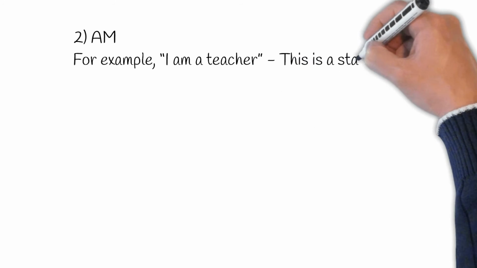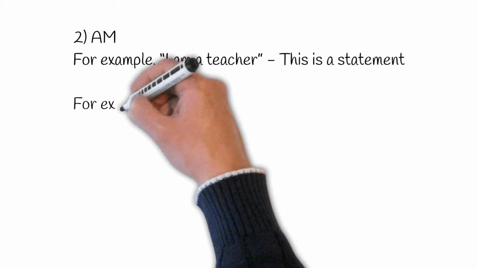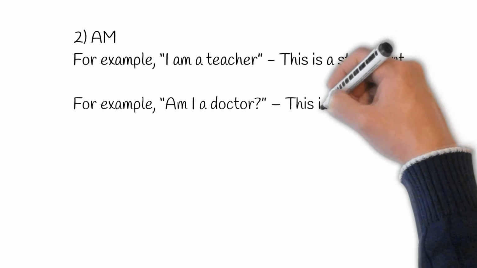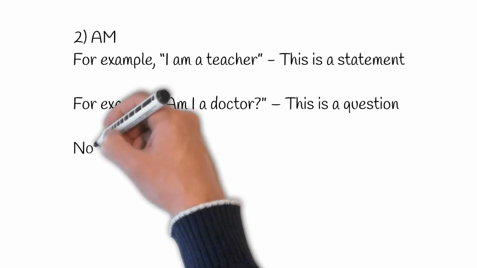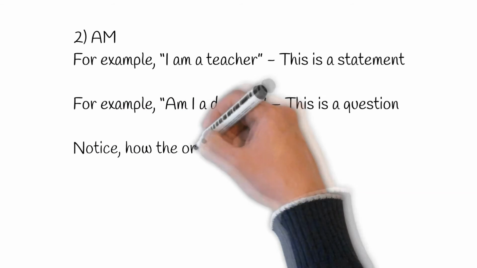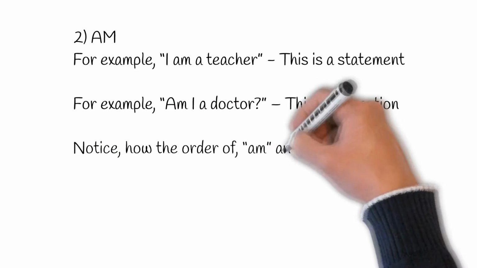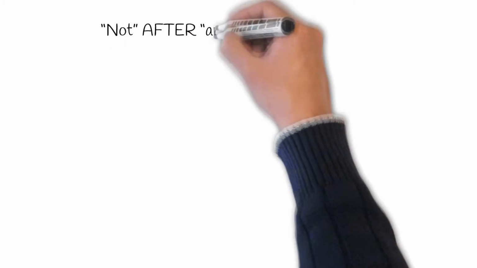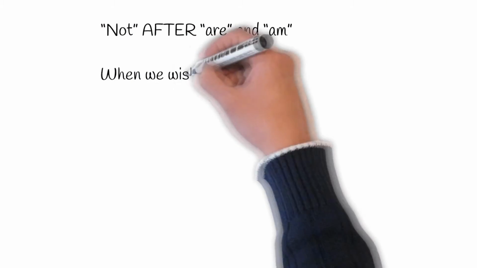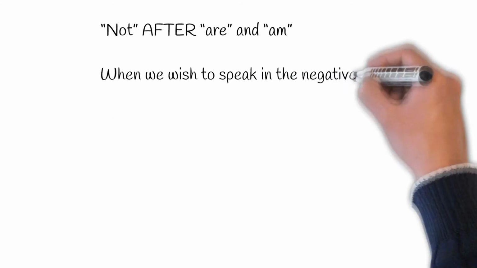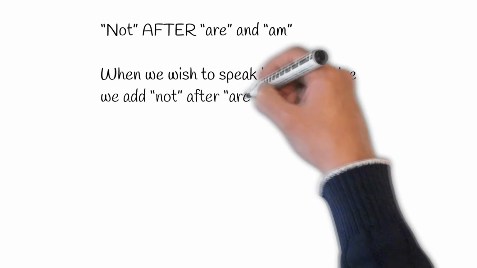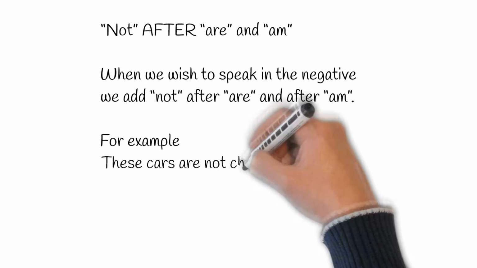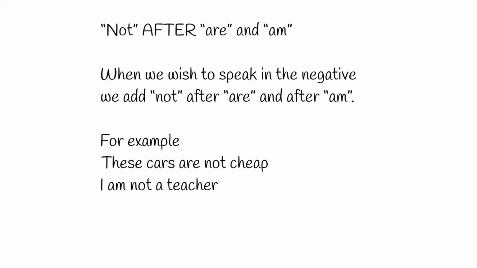Now let's examine the case of the word am through the following examples. I am a teacher. This is a statement. Am I a doctor? This is a question. Have you noticed how the order of I and am switch depending on whether we are forming a question or statement? It is also worth noting at this point that, since we are speaking in the negative, are not is often contracted into aren't. For example, these cars are not cheap is the same as these cars aren't cheap.